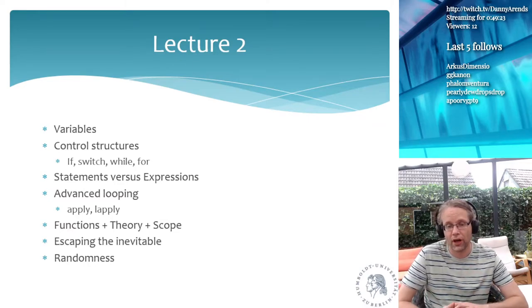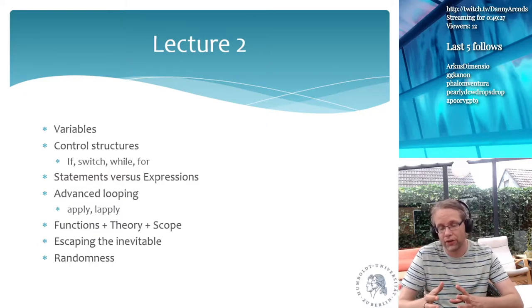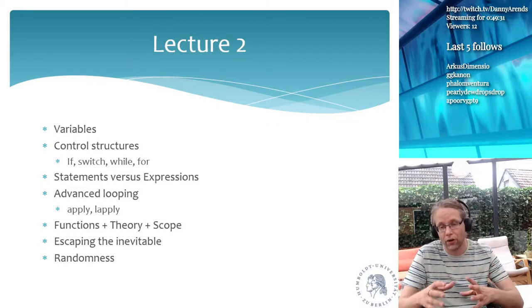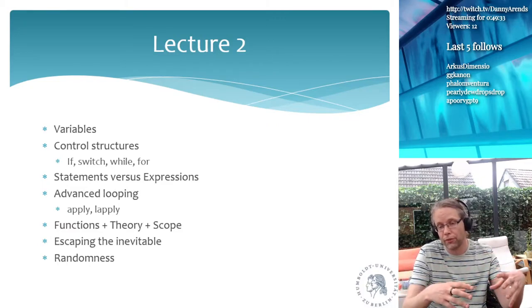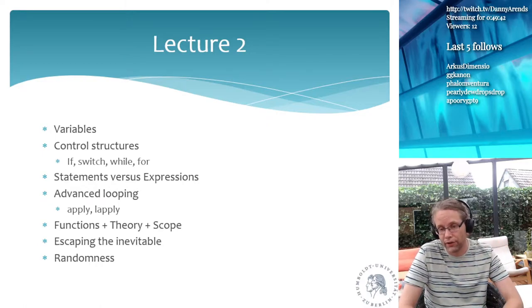We talked a little bit about randomness in lecture number two. So randomness, know that I can use runif for random numbers from a uniform distribution. I can use rnorm for random numbers from a normal distribution, and I can use rpois for random numbers from a Poisson distribution. And also know to give an example of a distribution.